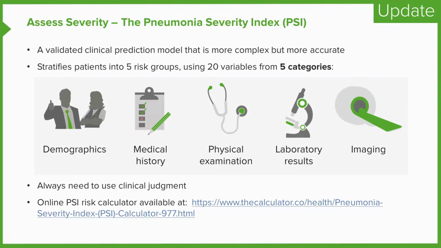The Pneumonia Severity Index, or PSI, is a validated clinical prediction model that is both more complex and more accurate. It stratifies patients into 5 risk groups using 20 variables from 5 categories, including demographics, medical history, physical examination, laboratory results, and imaging. It should be noted that clinical judgment still plays a critical role in caring for these patients, but the PSI can be helpful to guide management.